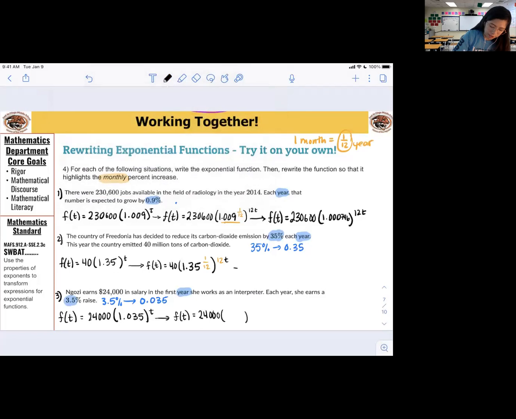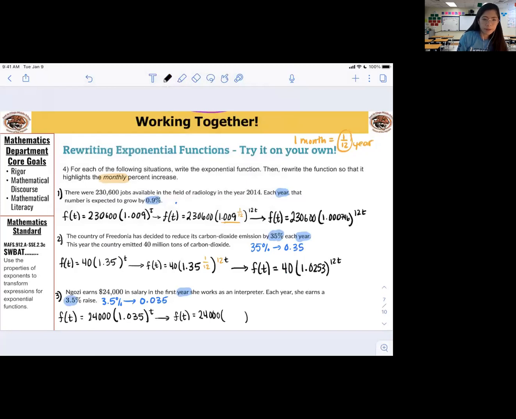But now in your calculator, you're going to plug that in. And what is 1.35 to the power of 1/12? 1.0253. Good. So that was the answer for number two.